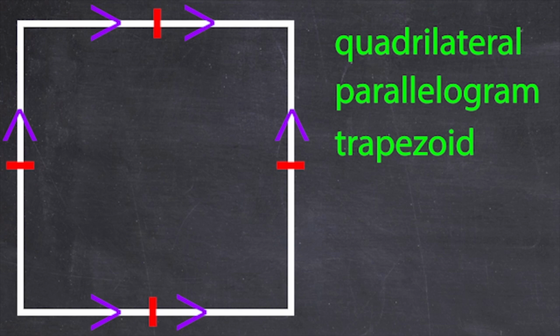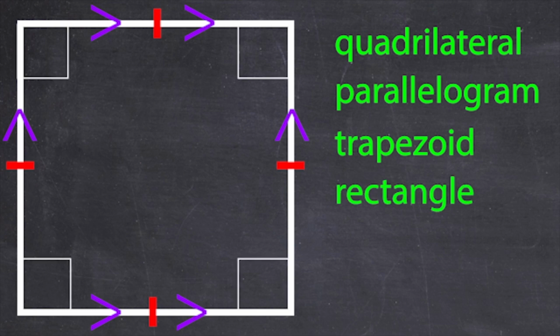Is a square a rectangle? Well, all 4 angles are right angles, so yep, it's a rectangle. Since a square by definition has 4 equal sides, that makes it a rhombus too. Wow! The square matches every label we talked about for quadrilaterals.